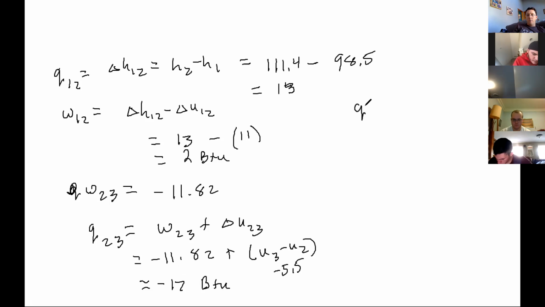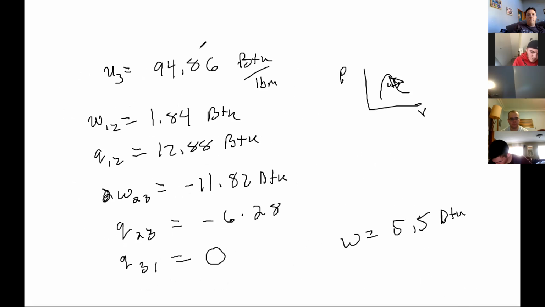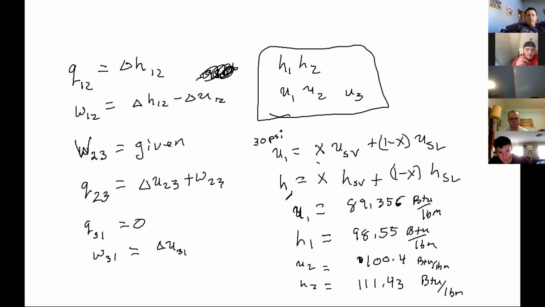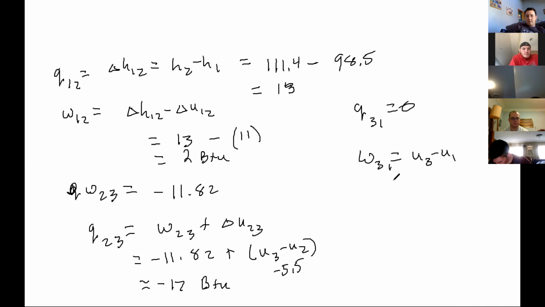All right. Q31 is 0, and therefore the work from 3 to 1 is U3 minus U1, delta U, and that's going to be 94, 95 was U3, and U1 was down here 98.5, so that's going to be 98.5 minus 95. So that's going to be 3.5 approximately.